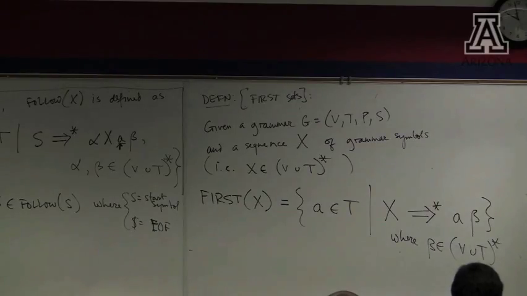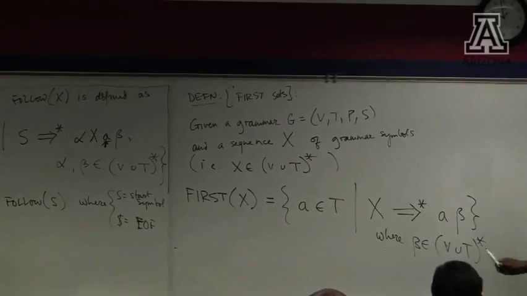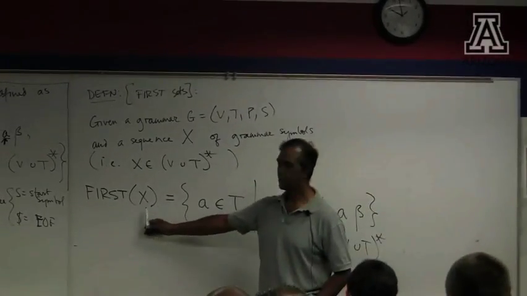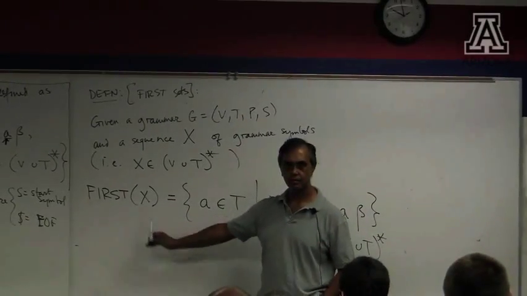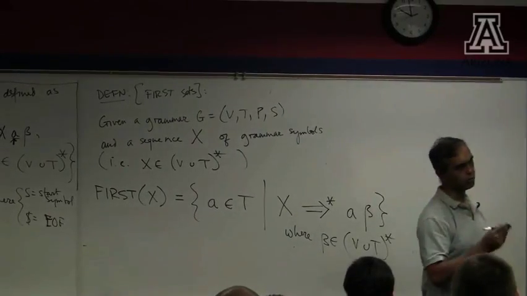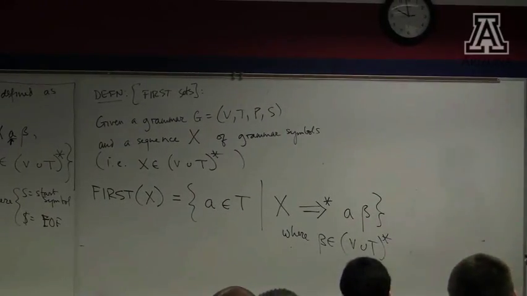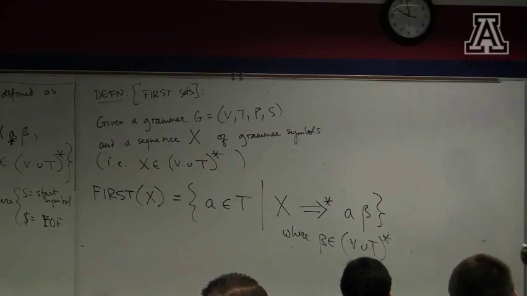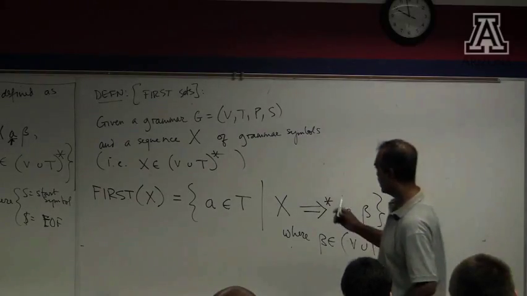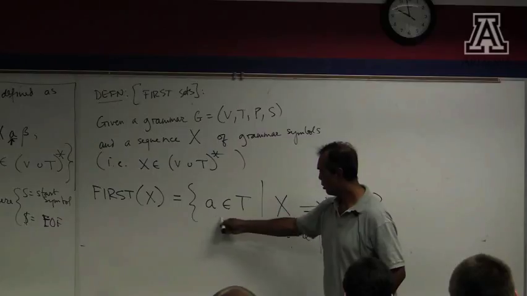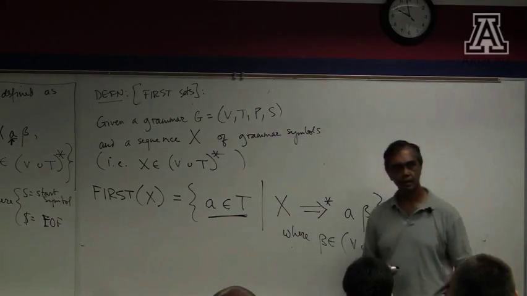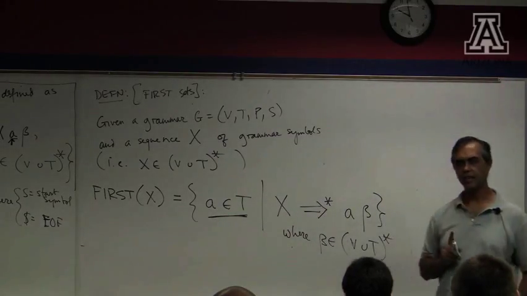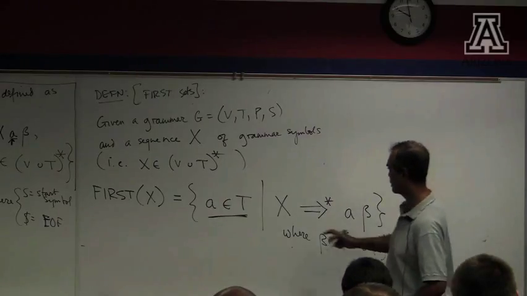So again, lots of notation. Some people are comfortable with mathematical notation, some people aren't. So let's restate this in English. X is some sequence of grammar symbols. Okay? Could be empty, could be non-empty, could be a token, could be a variable, could be a whole bunch of variables and tokens. The first set is always a set of tokens. Actually, I'll modify that slightly, but for now, this is a set of tokens.